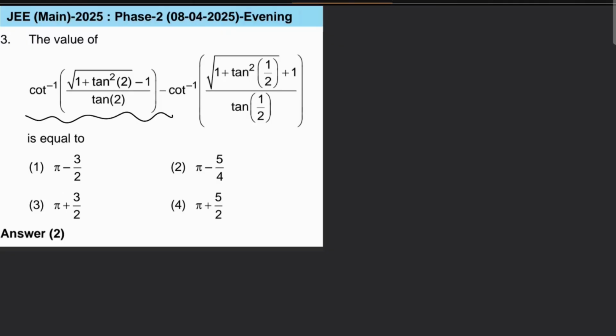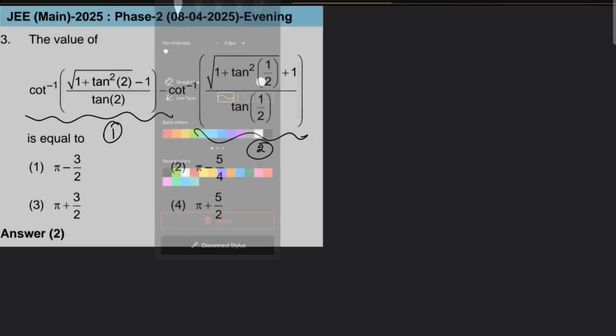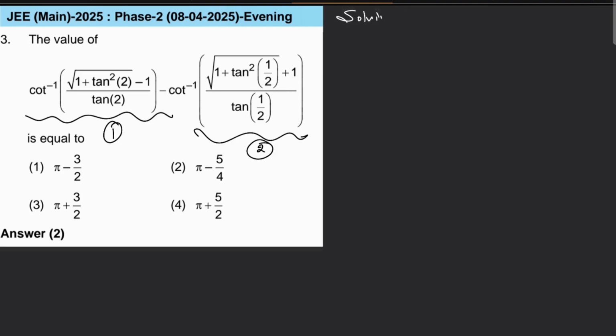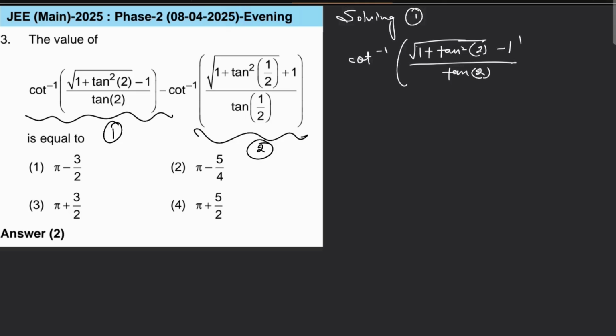As you can see on your screen, there are two parts of the question, part 1 and part 2. We will solve them separately because it will be easy to solve. In the first part, we have been given cot inverse of (under root 1 plus tan square 2 minus 1) divided by tan 2. So let's say theta is 2 for the first part for the given case.